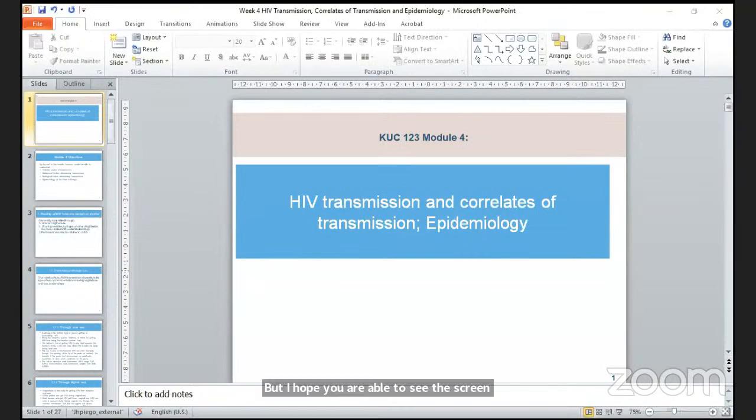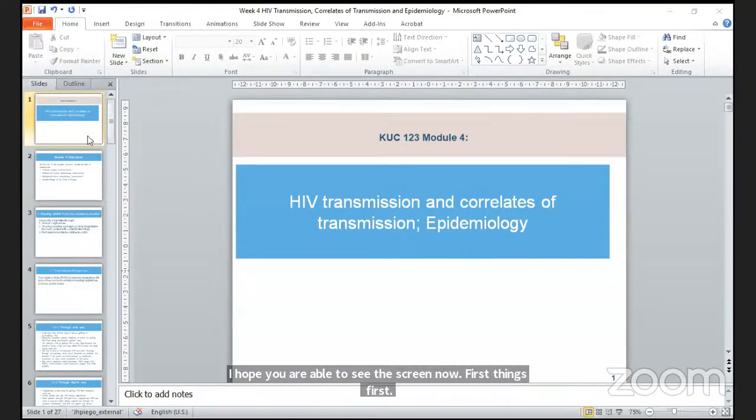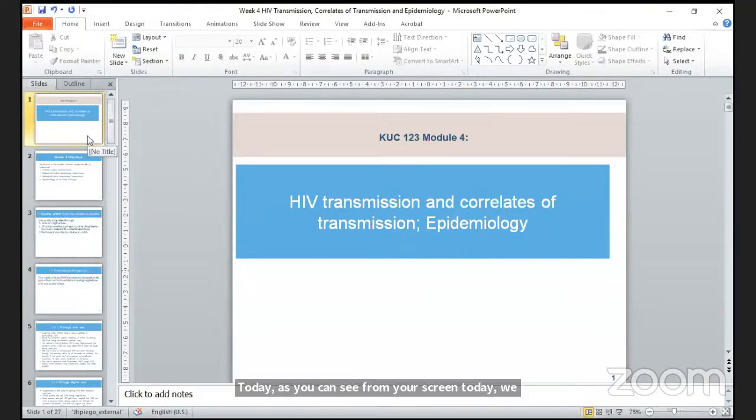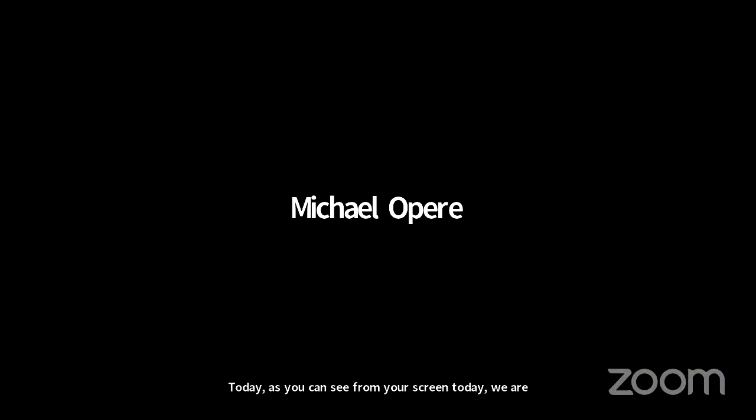Today, as you can see from your screen, we are discussing the transmission, correlates of transmission, as well as the epidemiology. Okay, three terms there. Maybe just to break down the terms. Transmission, you're looking at the ways of transmitting the virus from one person to another. The correlates of transmission, we are looking at factors that exacerbate or heighten the risk of transmission.